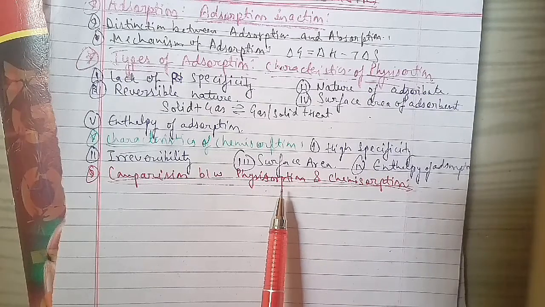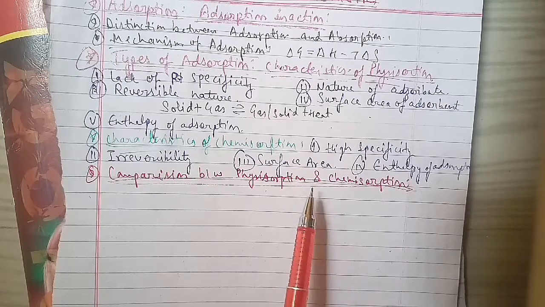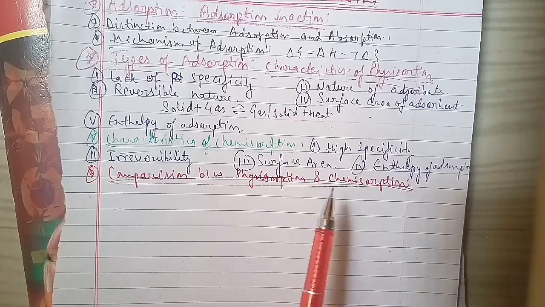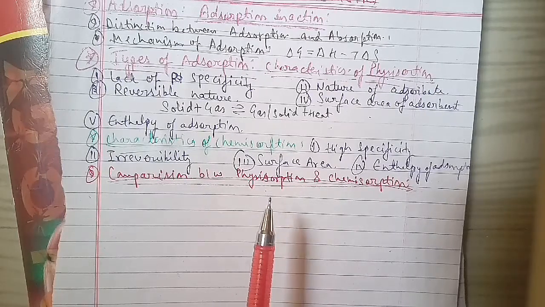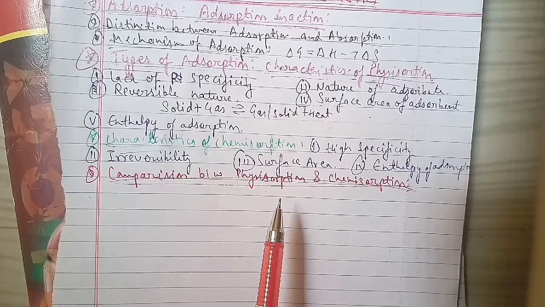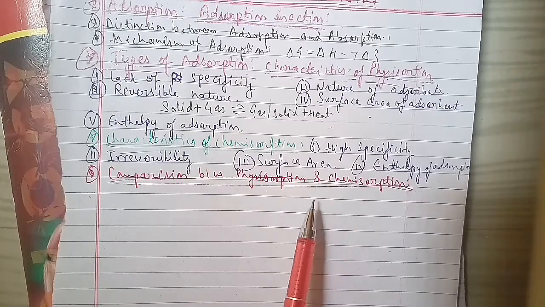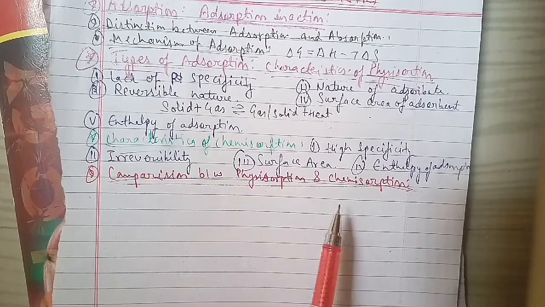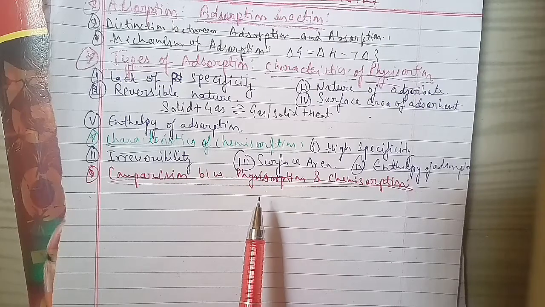Here the enthalpy of adsorption is low, 20 to 40 kJ mol⁻¹ in physisorption, and here the enthalpy of adsorption is high, 80 to 240 kJ mol⁻¹ in chemisorption. In physisorption, low temperature is favorable for adsorption, and it decreases with increase of temperature. In chemisorption, high temperature is favorable for adsorption, and it increases with the increase of temperature.